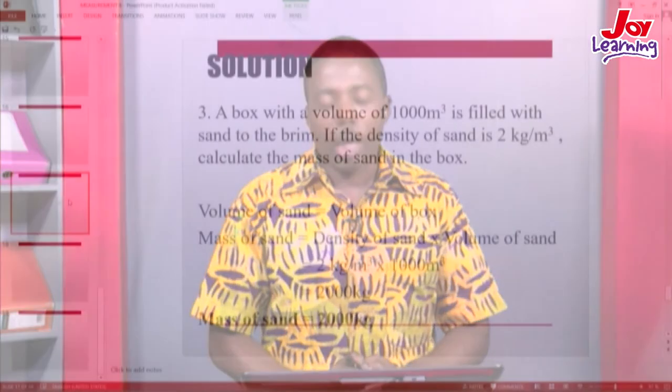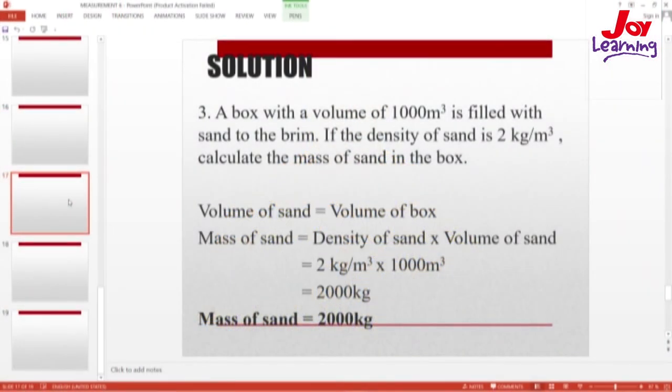Question number 3. A box with a volume of 1,000 cubic meters is filled with sand to the brim. If the density of sand is 2 kilograms per cubic meter, calculate the mass of sand in the box.